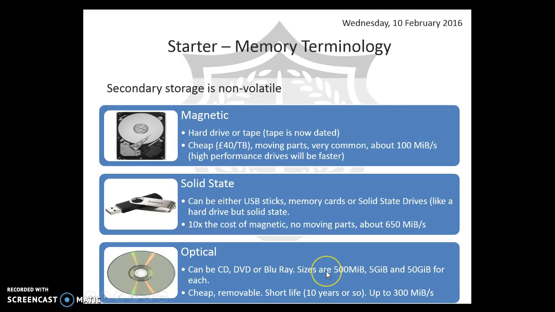Optical drives, we've got CDs, DVDs, Blu-rays. A couple of years ago, everybody would have known exactly what all of these are, but of course everything's coming over the internet now, so this means that it's less and less used. It's got some capacities here. We should know these capacities, and we should also know these transfer speeds for each technology. And that's what we need to know in terms of storage. Next time we'll go into virtual memory and memory management.